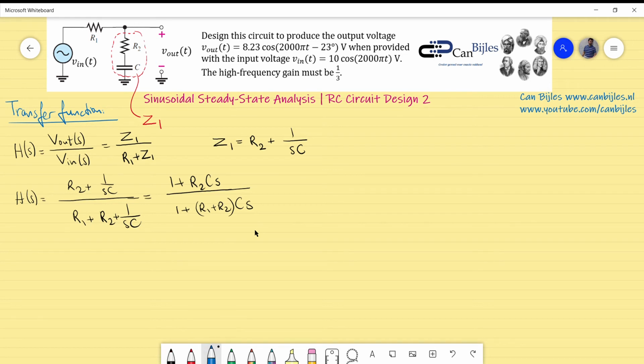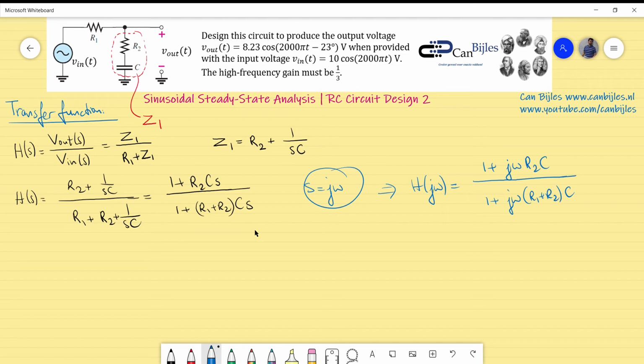Now if I make this substitution, I will use S equal to j omega. I can use that in steady state analysis only. Then this expression will transform into the following. H of j omega will be 1 plus j omega R2 C divided by 1 plus j omega (R1 plus R2) times C. Okay, so that's actually our expression.